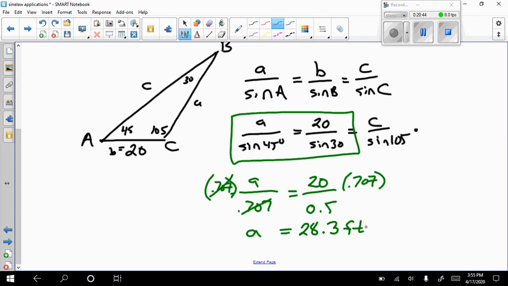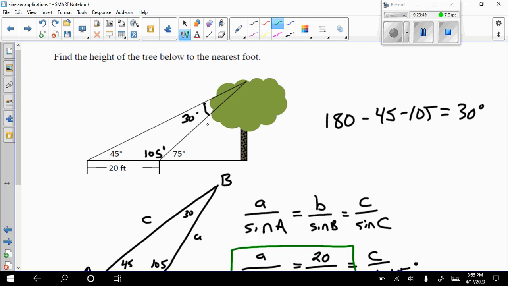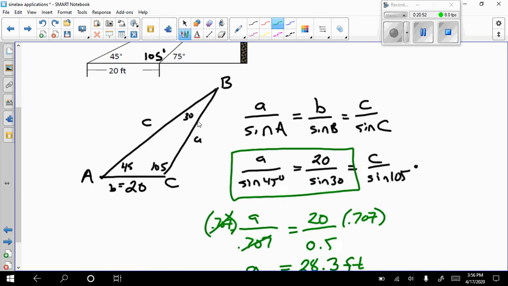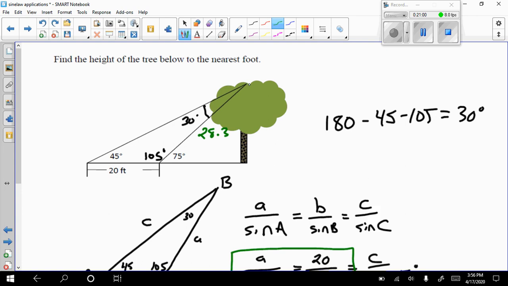Okay, so look at this. By doing that, I have solved for this side of the triangle, and I've got 28.3 feet. But listen to this. As soon as you know one side and one angle in a right-angled triangle, you're done. You can use SOHCAHTOA at that point. So watch this. I have the 75, I have the hypotenuse, and look at this. This is going to be the opposite side, and that's going to give me the height of the tree.